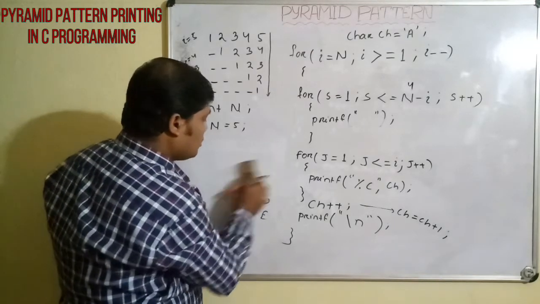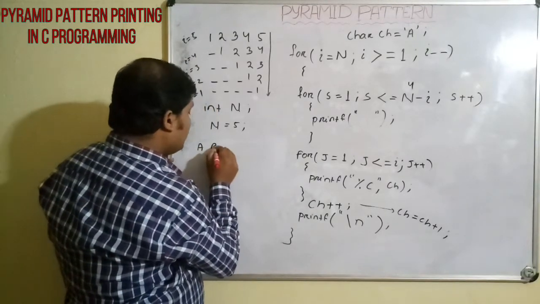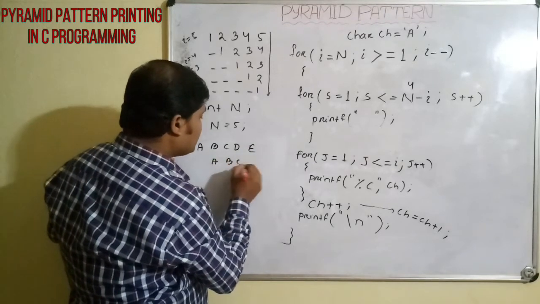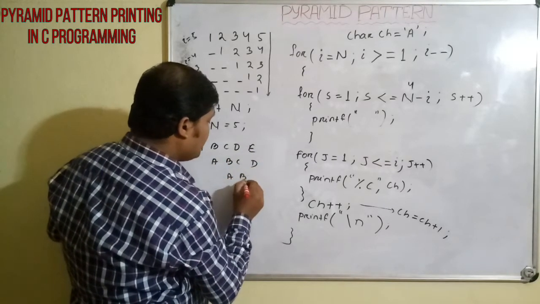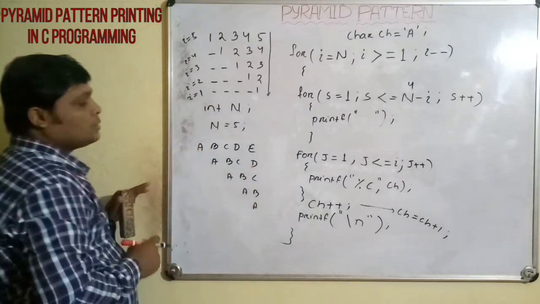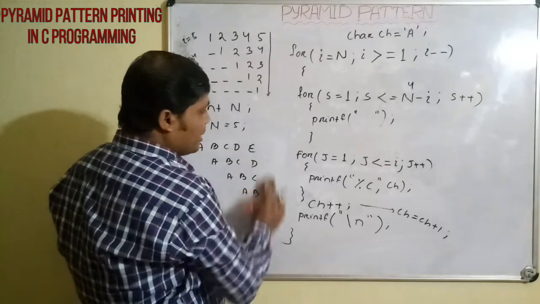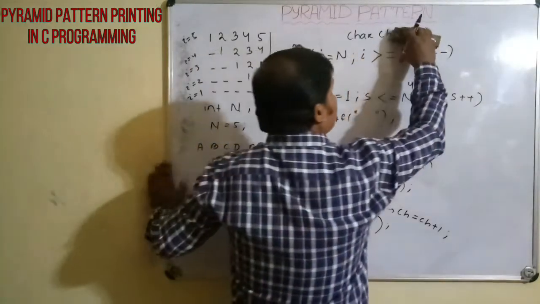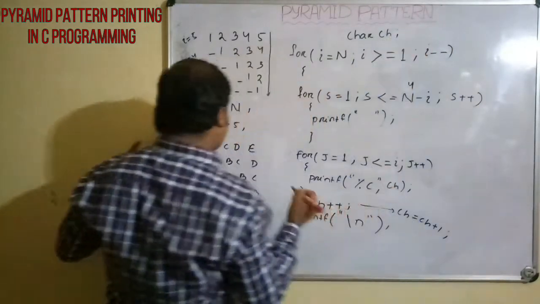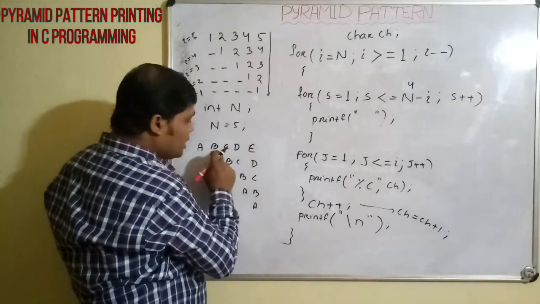Suppose I am printing A, B, C, D, E. Then A, B, C, D. Then A, B, C. Then A, B. This is A. You can see these are the CH values, so we take CH, one character variable. But you can see in each J value, these are the J values.